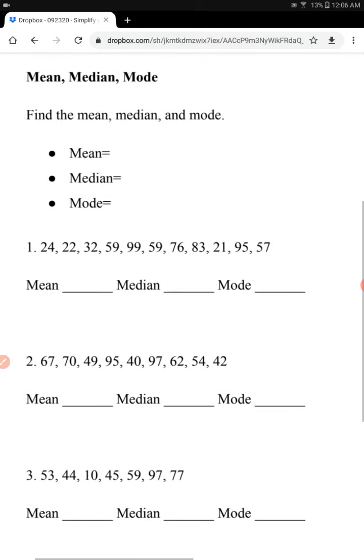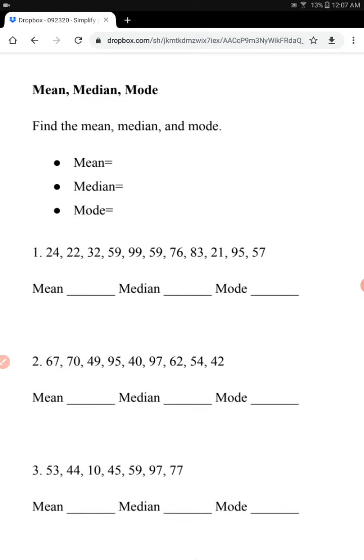Find the mean, median, and mode. The mode is the number that occurs the most. Already from just looking at this list of numbers, 59 repeats. It's the only number that shows up twice. So we already know that the mode is 59.